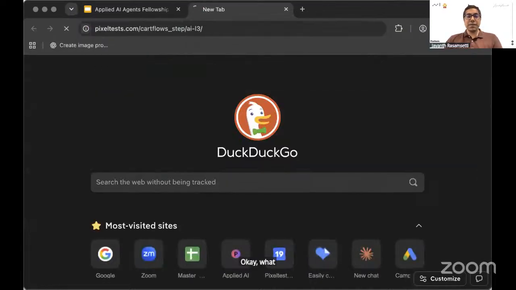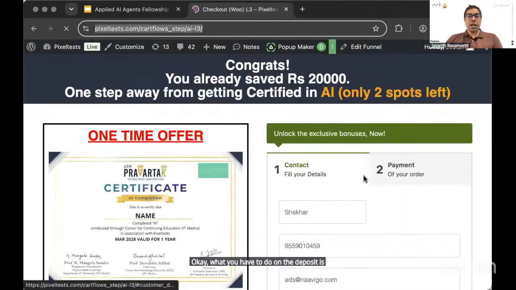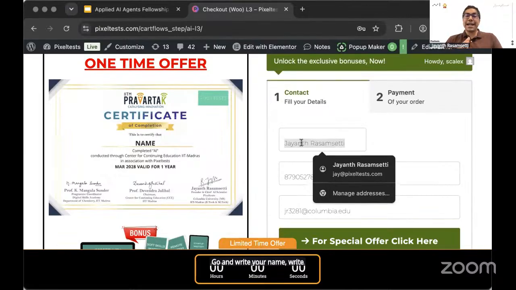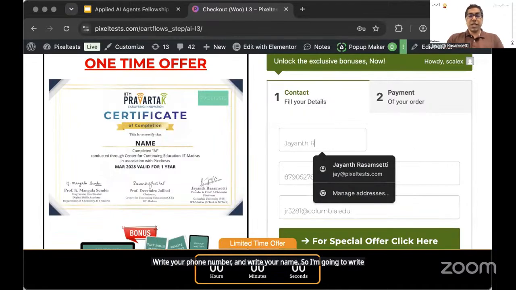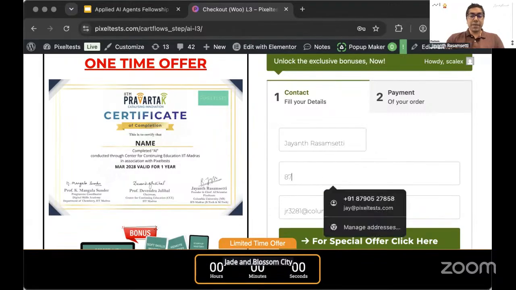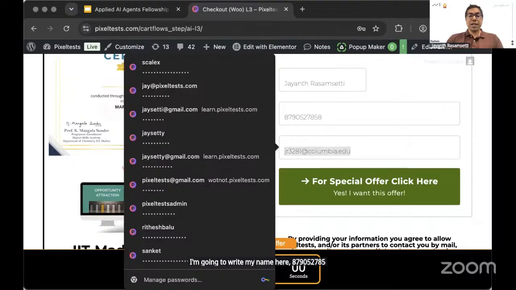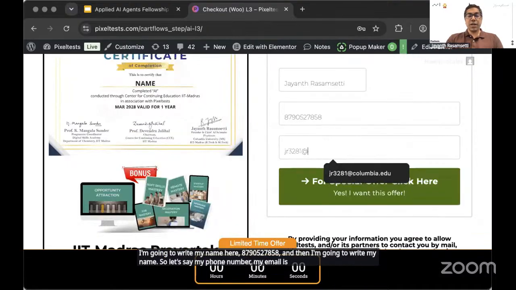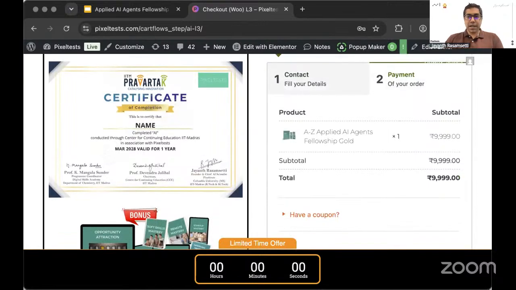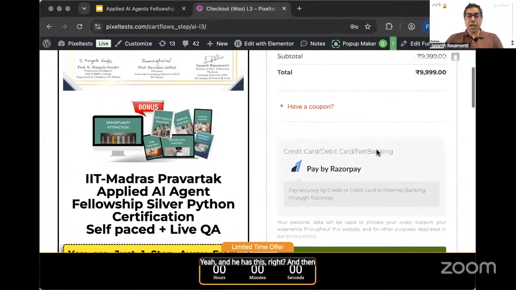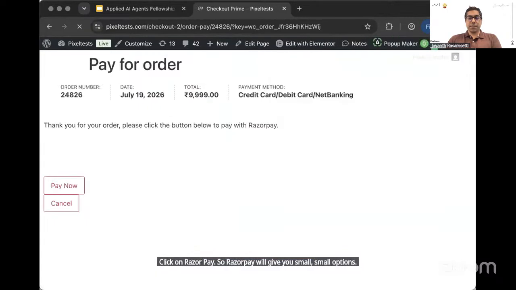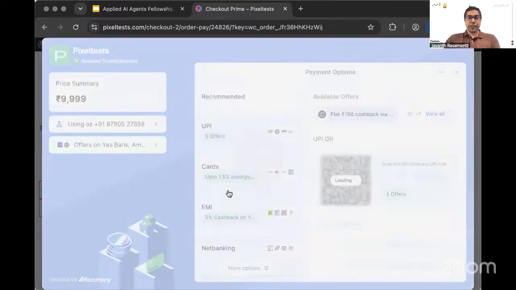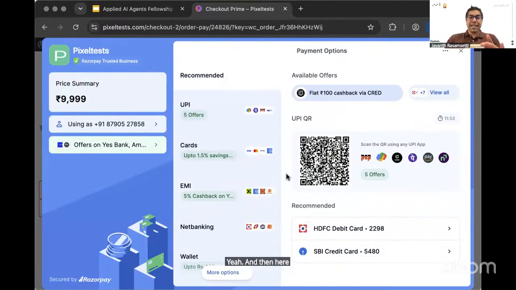Okay, what you have to do on the deposit is write your best name, the one you want directly on the certification, then your email and phone number. So I'm going to write my name here, and my phone number, and my email is jr3281@columbia.edu. And then click on Razorpay. Razorpay will give you small options, and then just scan and pay.